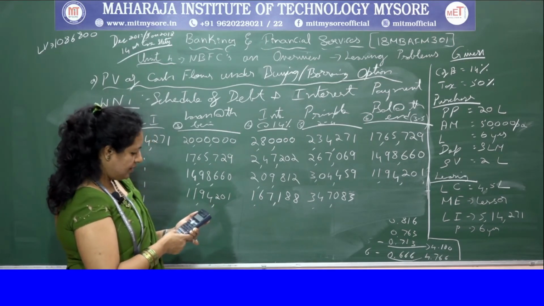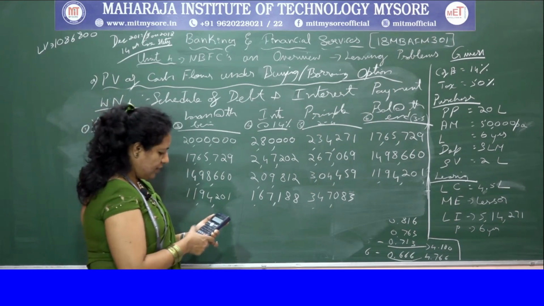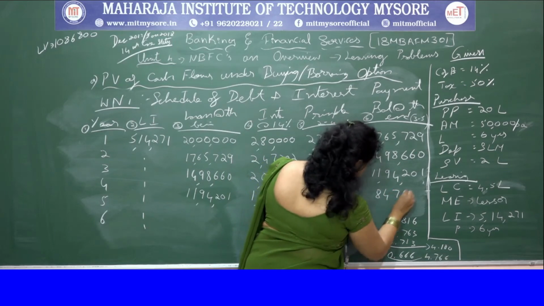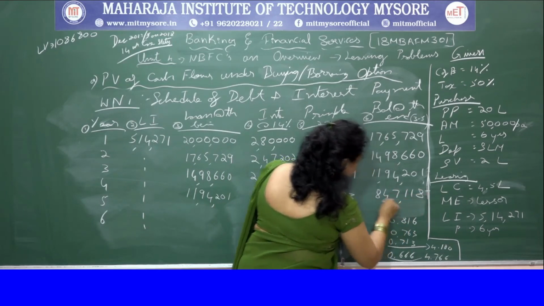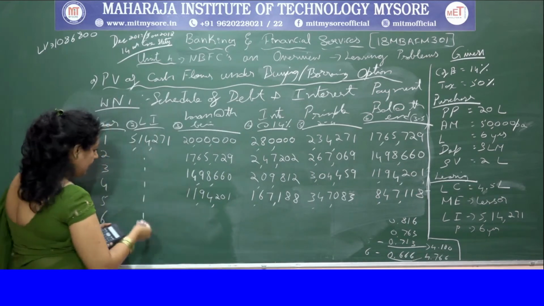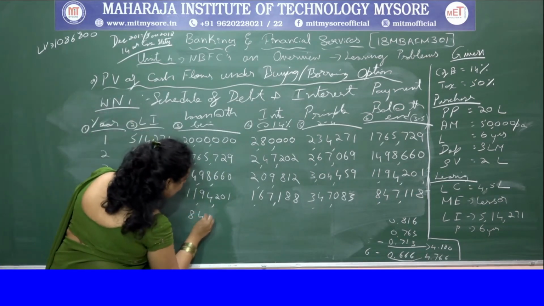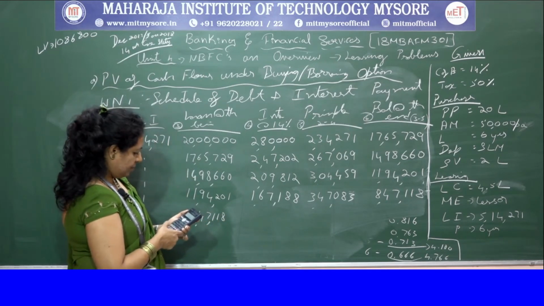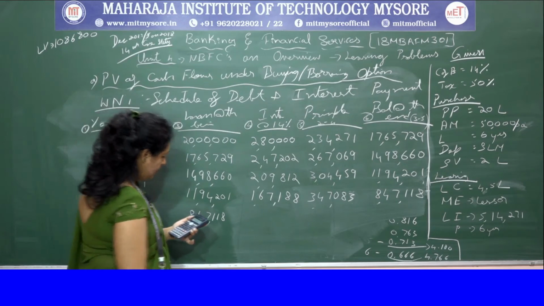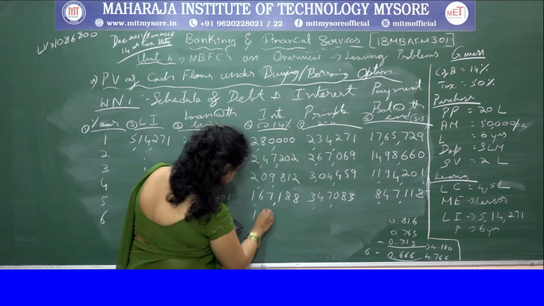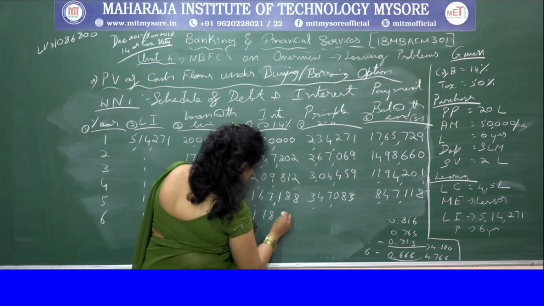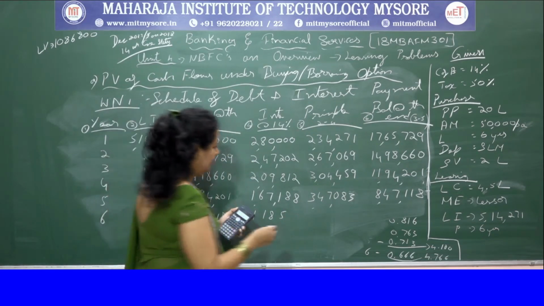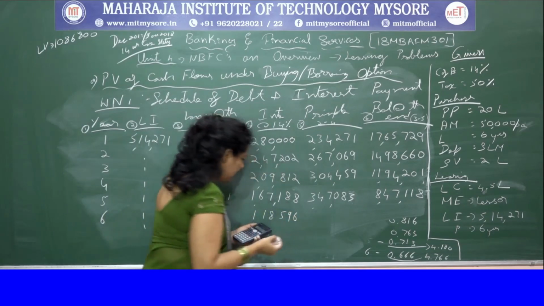11,94,201 minus 3,47,083. You get 8,47,118. Okay, 8,47,118. I'll again carry forward that 8,47,118. For this I'm going to calculate 14%. I got 1,18,596. You can take direct 596.